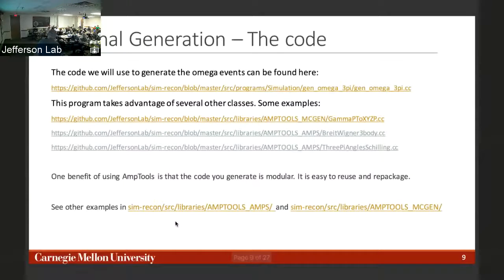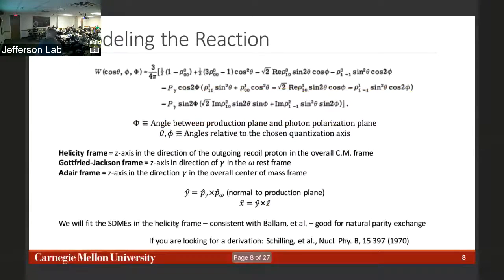It's an Adair frame? That's one? Yeah, the Adair frame. It's the same as the Gottfried-Jackson frame, but here the z-axis is in the overall center of mass frame instead of in the omega's rest frame. I'm not sure exactly what case you would use that for, but I know in Mike Williams' analysis he did everything in the Adair frame, but that's at lower energy where you have more contributions that aren't just Pomeron exchange.